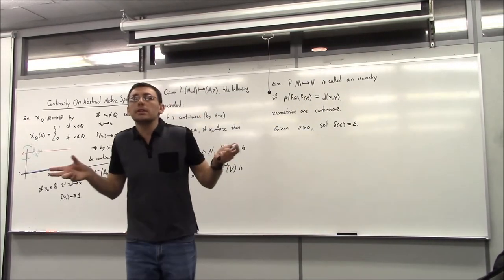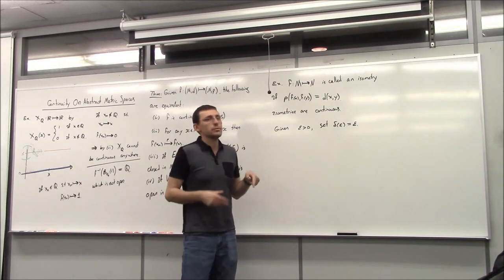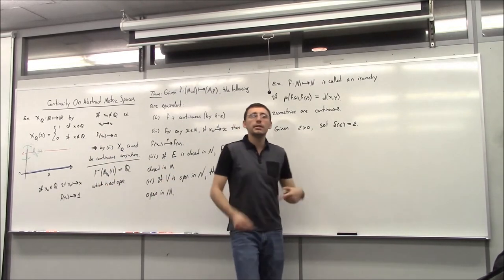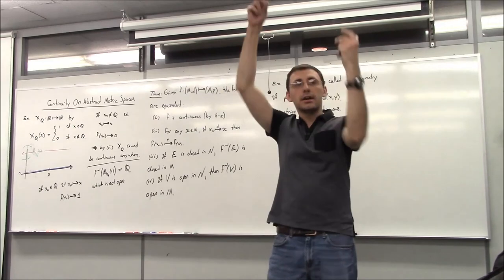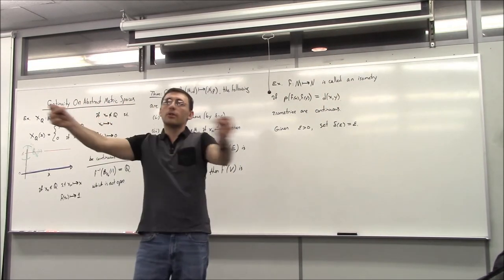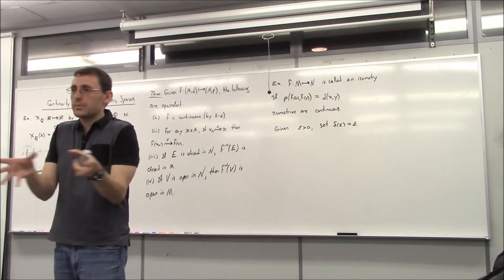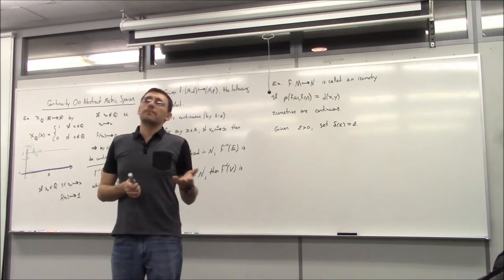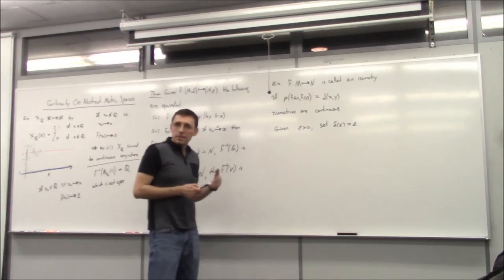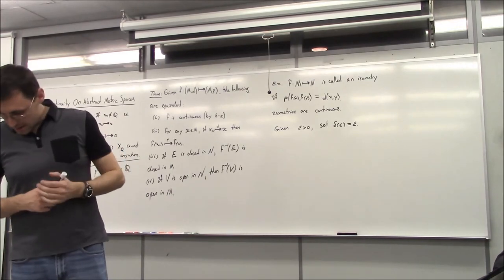Why? Because I can use the same distance, right? If the distance of y to x used to be less than epsilon, then it will remain less than epsilon when I take the image of this function. The function neither brings points closer nor brings them farther apart. And there is, of course, an example when the function always brings them closer. It might be Lipschitz. That's another thing, Lipschitz function. So, let's see.